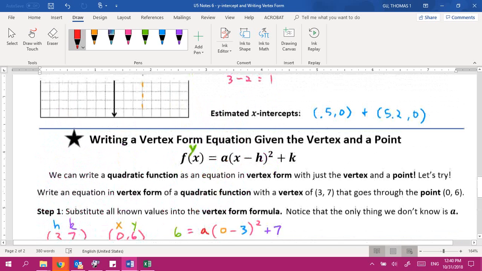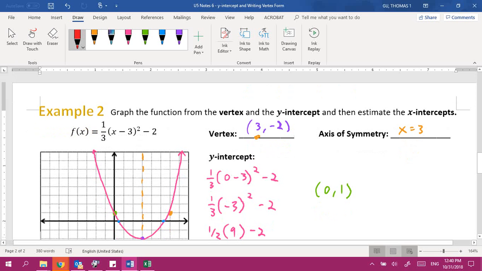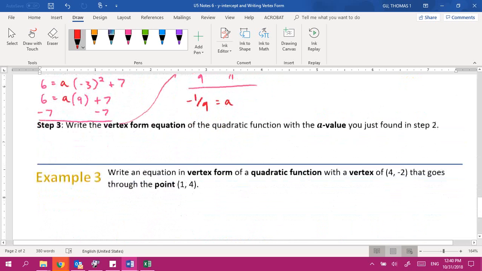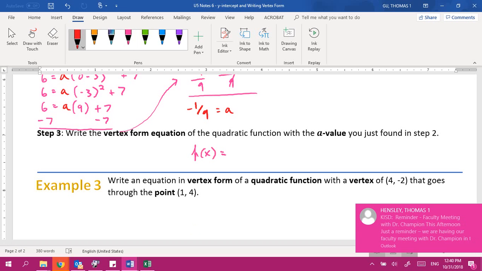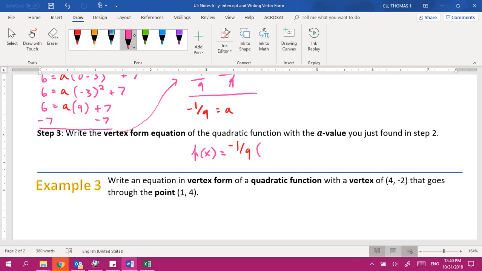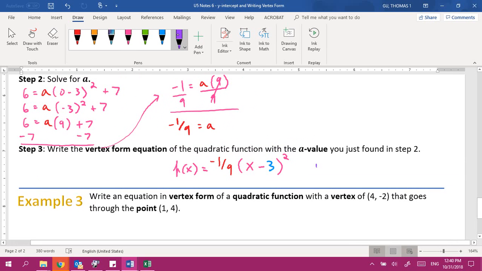So remember, it looks like this up here, right? It's f of x equals a times x minus the h value, vertex, like this. So we're going to write something that looks like that. We're going to start with f of x equals, what is a? We know a now, right? What is it? Negative 1/9. And then parentheses, x minus 3, parentheses squared, and then plus 7.